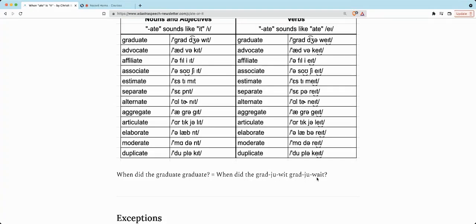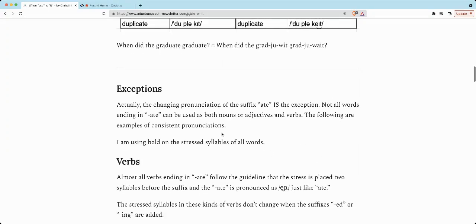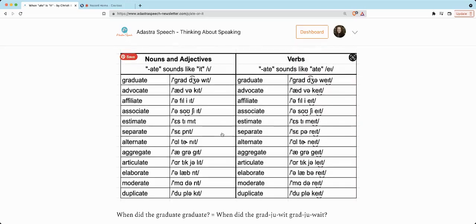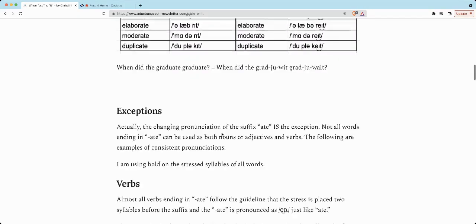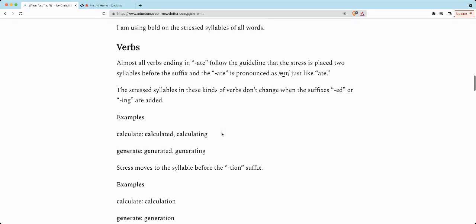And this is easy for me to remember because of being a graduate student for so long and having to wait to graduate. So these words here are actually the exception. It's more likely that you can trust a verb that is going to sound like ate. So most of them you can trust.